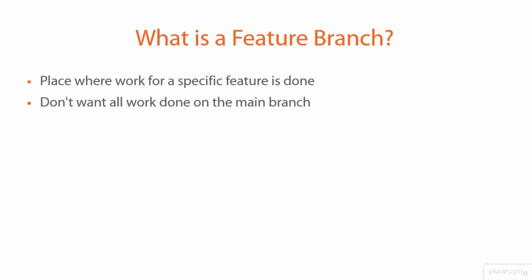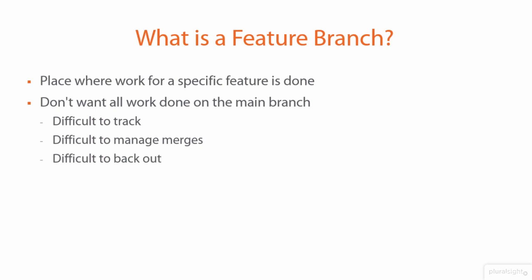We don't really want all this work done on the main branch. If we put all the work onto the main branch, that work becomes difficult to track. It's hard to separate work for one feature from another feature. It becomes difficult to manage merges. It might be that we only want to take a specific feature and push that feature up into production. If we've mixed together all of our commits, cherry picking individual commits so that we can just choose a single feature and have that feature moved into the master branch becomes difficult, if not impossible.